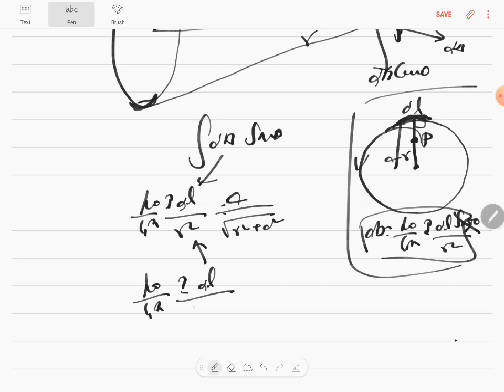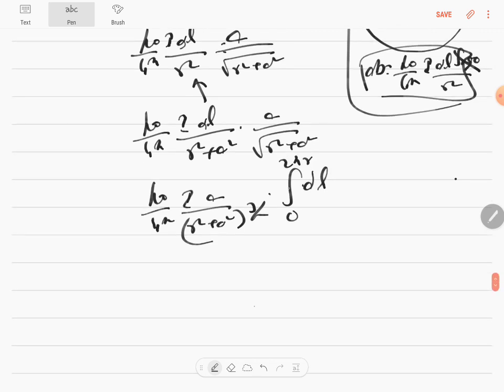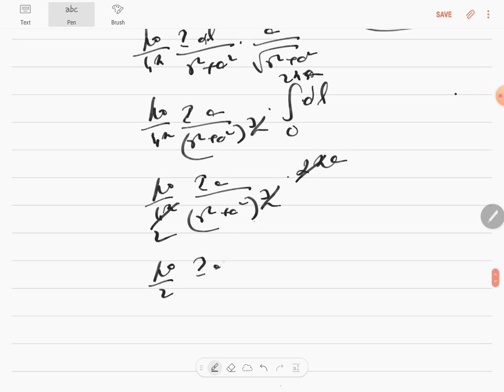Anyway, r is much larger than a. So r square plus a square into a by root of r square plus a square. When you write that, you get mu naught by 4 pi into I a by r square plus a square whole to the power 3 by 2 into integration of 1 dl. Integrate from 0 to 2 pi a. So mu naught by 4 pi into I a by r square plus a square whole to the power 3 by 2 into integration of 1 dl is L. Upper limit is 2 pi a. The 2 pi and 4 pi get cancelled. So mu naught by 2 into I a square by r square plus a square whole to the power 3 by 2.